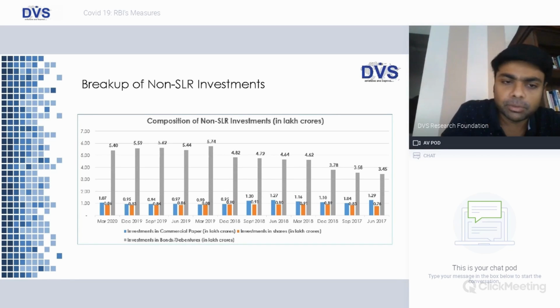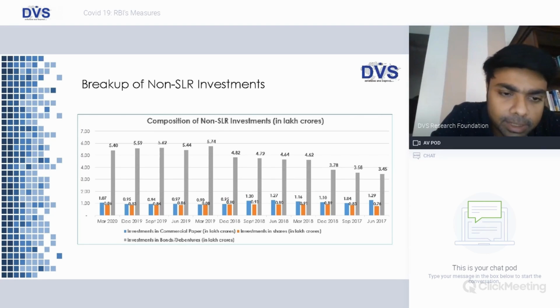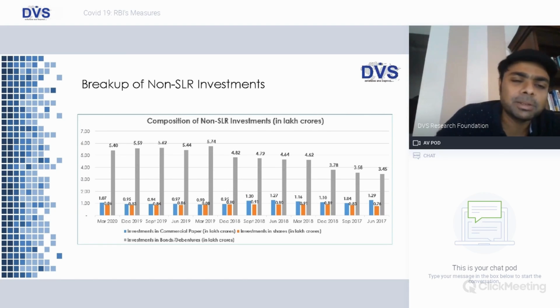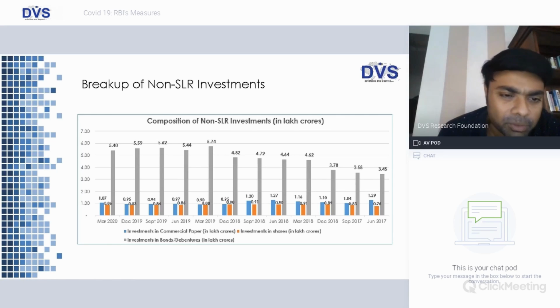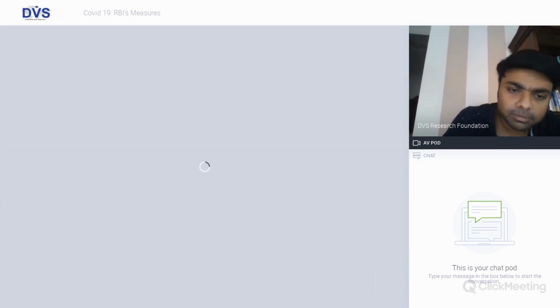It has increased from 3.5 lakh crore to 5.5 lakh crores. But what is interesting is that it has come down from December 19. In December 19, the investment in bonds was to the tune of 5.6. It has come down to 5.4. Whereas the overall basket of other instruments together was 1.7, which is now about 1.8 or 1.9. So there has been a marginal shrinkage of 0.1 to 0.2. That again clearly reflects the scenario where we are at this point in time.